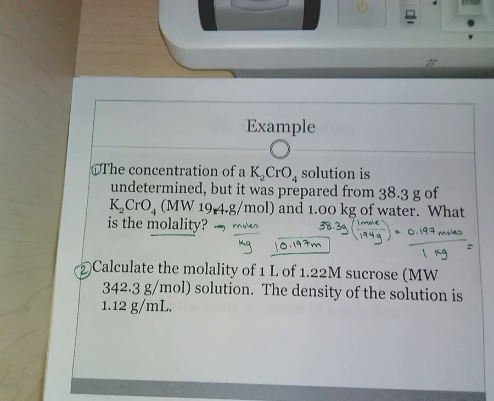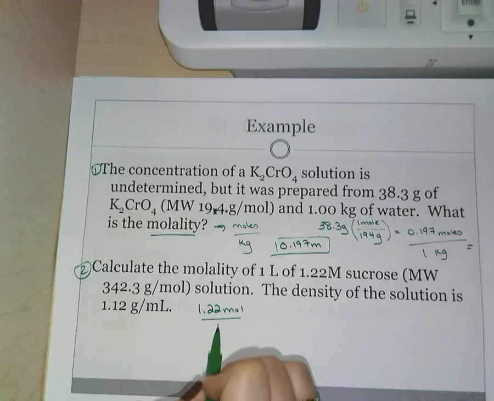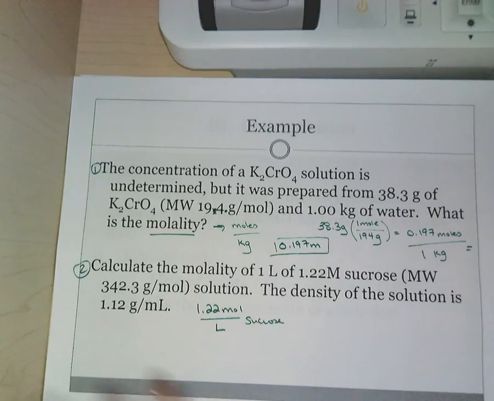All right, so then let's do our more challenging question. Calculate the molality of a liter of a 1.22 molar sucrose solution. So this is really a conversion question. It's in units of moles per liter, and I want to get into units of moles per kilogram. So I have this. I have 1.22 moles per liter of sucrose, and I want to get that into moles per kilogram. So what is the first step I probably need to do?